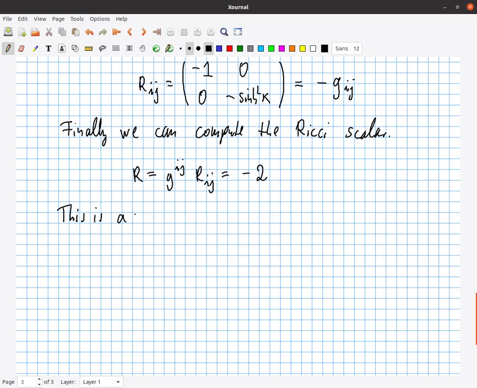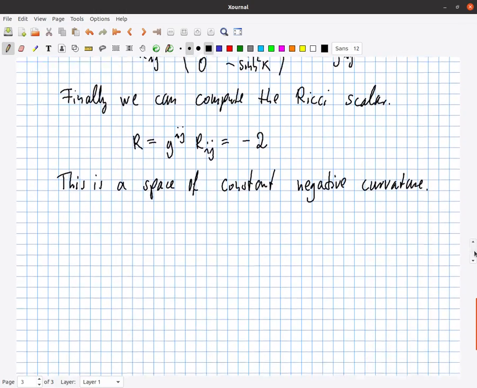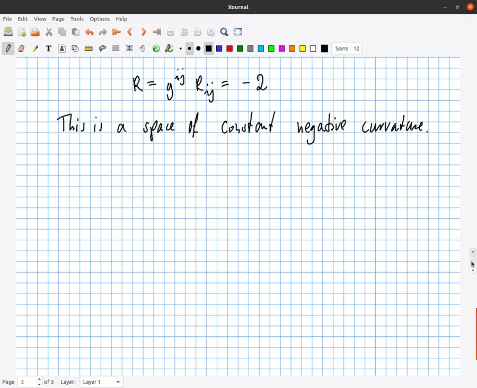This is a space of constant negative curvature. And spaces of constant curvature are quite interesting from a geometrical point of view, and therefore I will make a few comments on these spaces, only very short ones. It turns out spaces of constant curvature will appear again in the cosmology course next term.